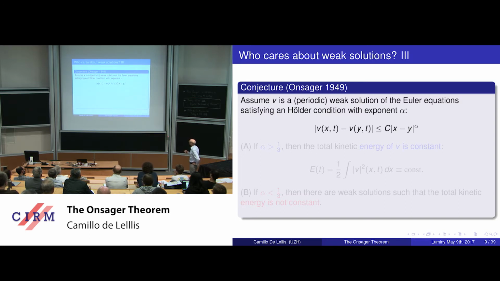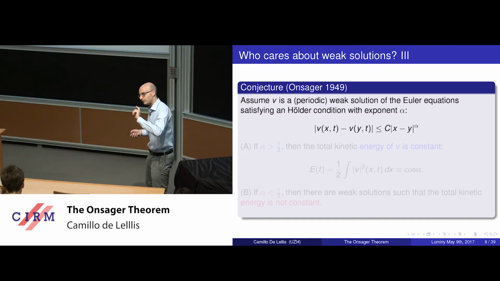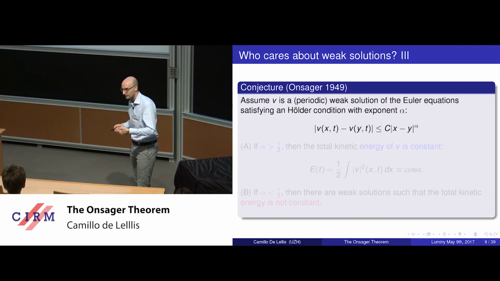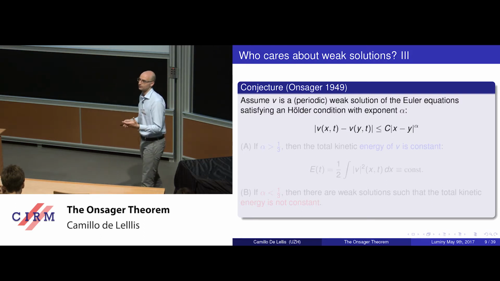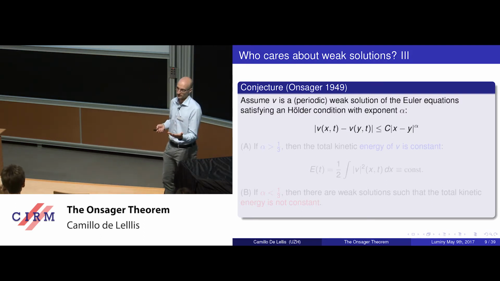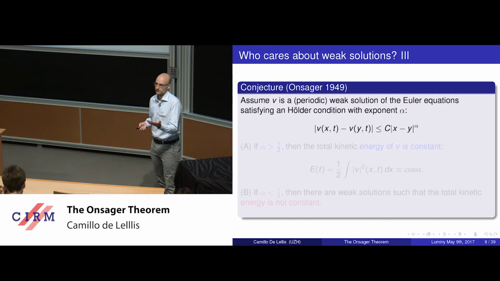Say that you have a periodic weak solution of the Euler equations and assume that it satisfies a Hölder condition, a Hölder continuity. We saw that if the solution is C1, then the energy is conserved. I was actually assuming C1 just to make the computations nice, but if I had assumed Lipschitz, the computation would have been the same actually. Even with Lipschitz regularity, you would have concluded conservation of the energy.